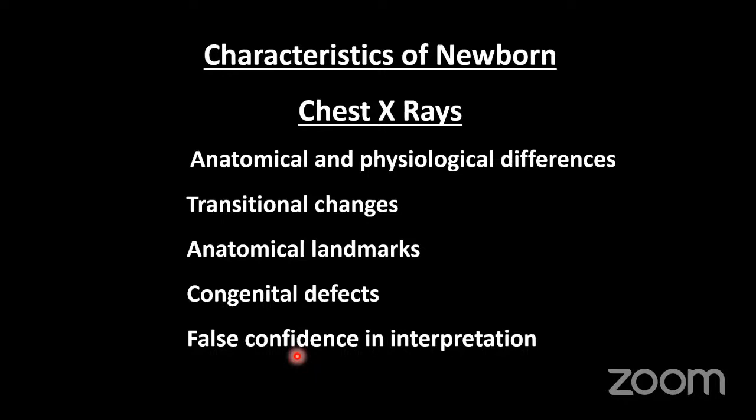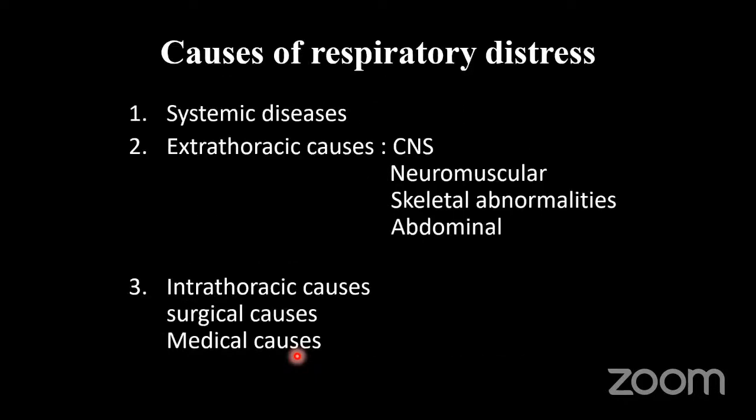And most of the time we have the confidence that I know everything. I have told you that respiratory distress might be a case of a systemic disease like septicemia. They may present with respiratory distress. And there can be any extrathoracic cause, like CNS hemorrhage within the brain, or any neuromuscular condition, a skeletal abnormality like achondroplasia, or any huge abdominal accumulation. And intrathoracic, the surgical causes and the medical causes.